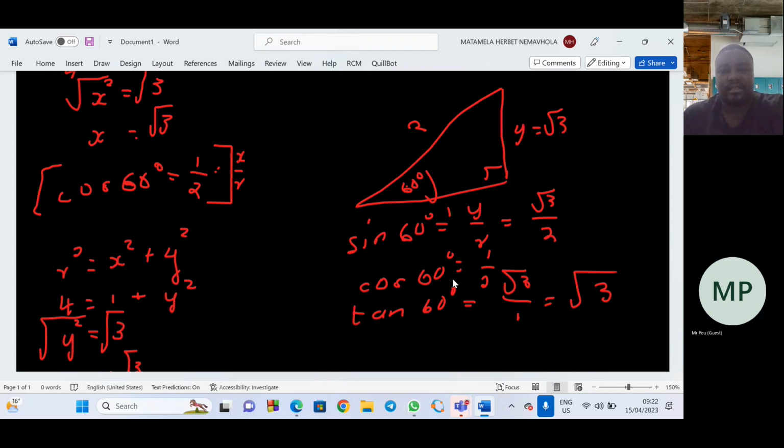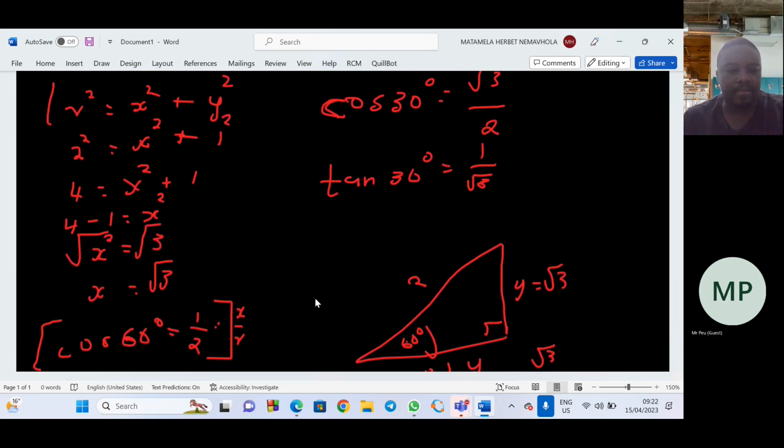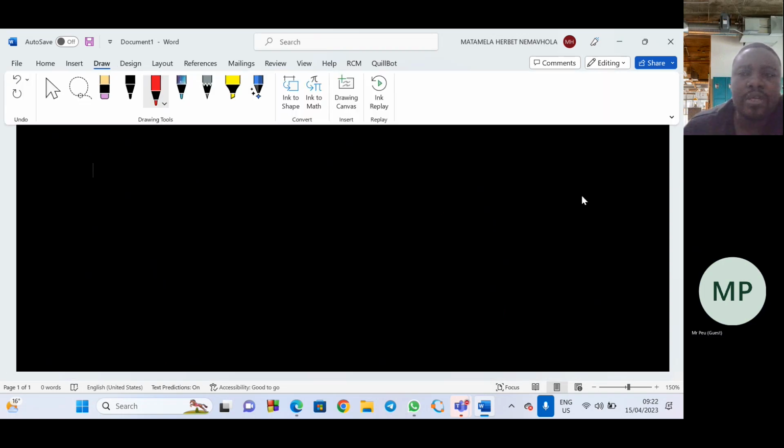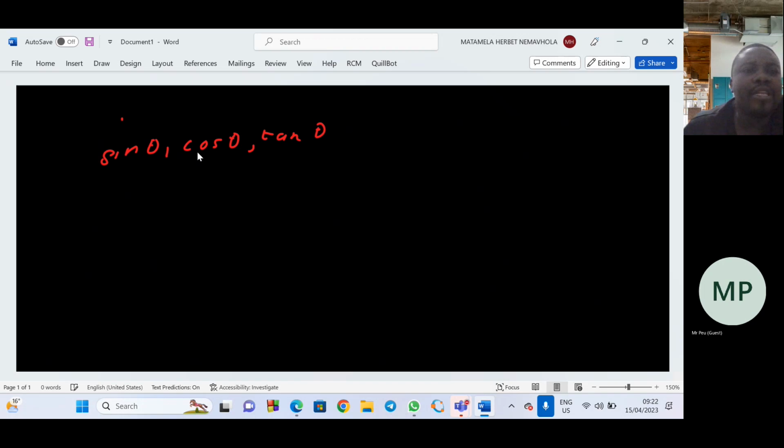So now let's take it to another level. I'm going to erase this side. Now you know about sine, cos and tan, and I'm going to use theta for now. Just because I'm using theta, it does not mean that every question must be in terms of theta. Sometimes a question can say sine x.